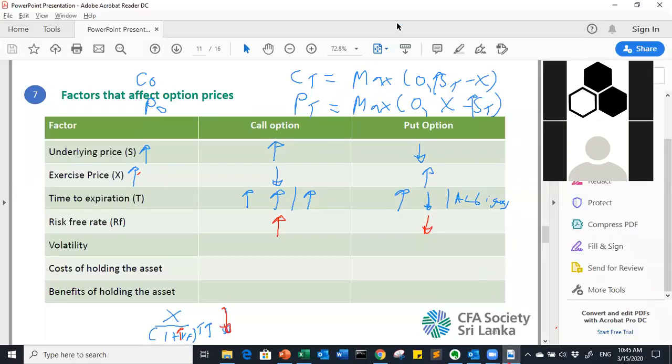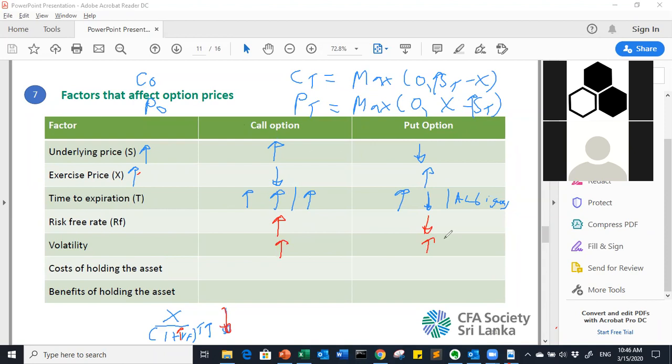In that context, higher volatility is a good thing, because it increases the chance that you can move into the money. Because of that, volatility is going to be a good thing, whether you are long the call option or the put option.